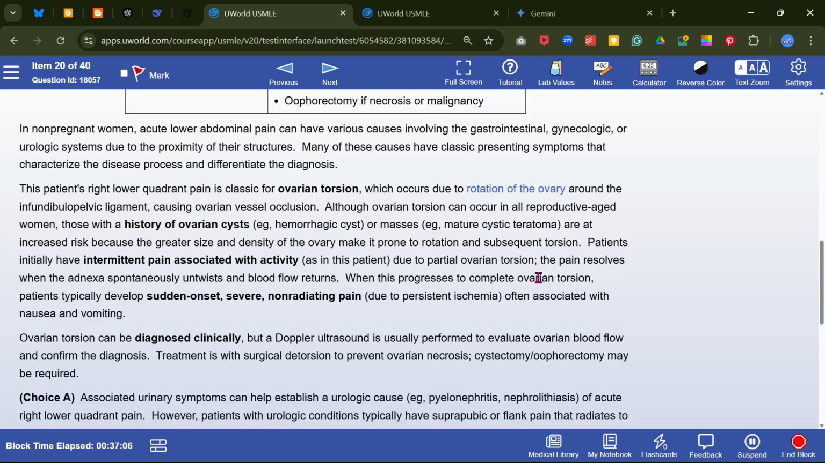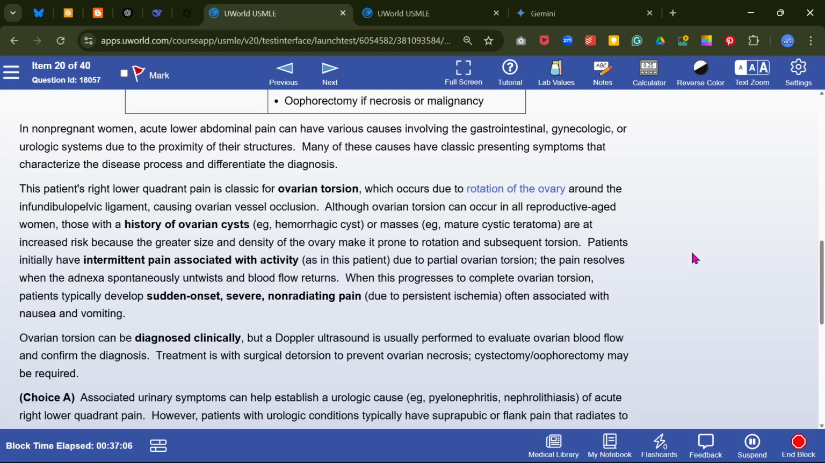This patient's right lower quadrant pain is classic for ovarian torsion, which occurs due to rotation of the ovary around the infundibulopelvic ligament, causing ovarian vessel occlusion. Although ovarian torsion can occur in the reproductive age, women with a history of ovarian cyst, hemorrhagic cysts, or masses such as mature cystic teratoma are at increased risk because the greater size and density of the ovary make it prone to rotation and subsequent torsion.